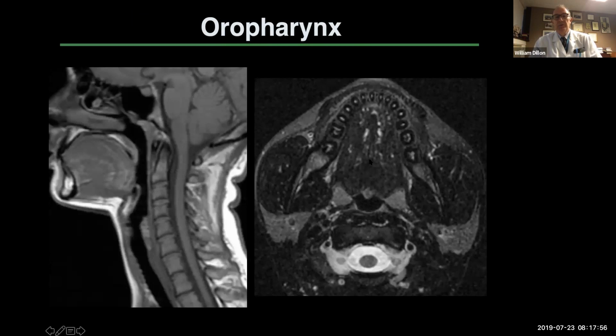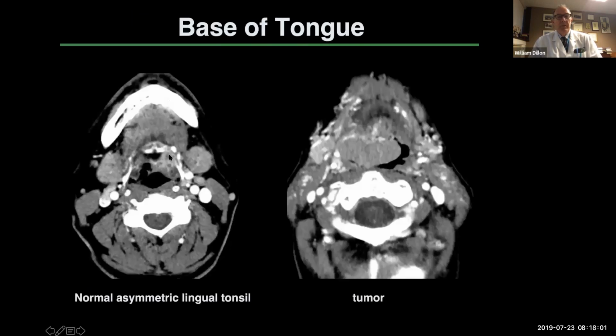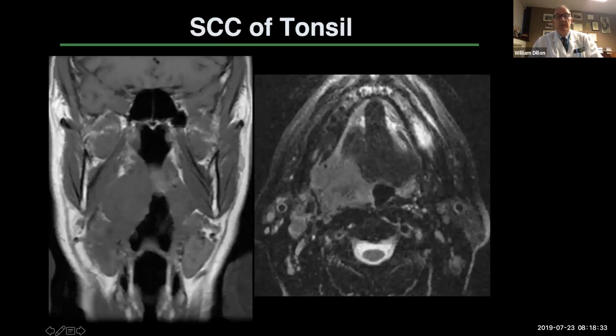The normal structures of the tongue are seen on MR. And here's a mass of the base of tongue, the oropharynx, presenting as a large mass. We would call this an upper oropharyngeal or lower oropharyngeal or upper hypopharyngeal mass. And this can sometimes be confused with asymmetric normal lingual tonsils, which we see here, compared to this tumor on the right, base of tongue, part of the oropharynx.